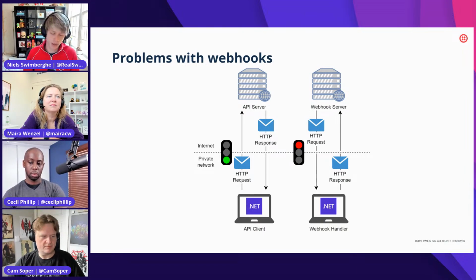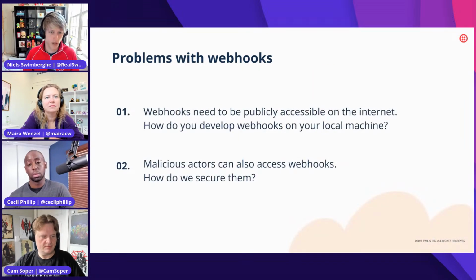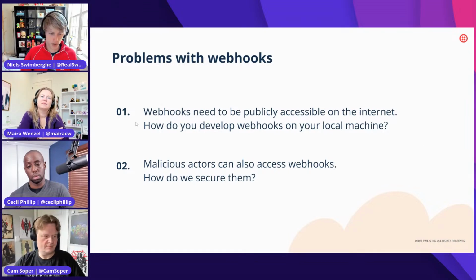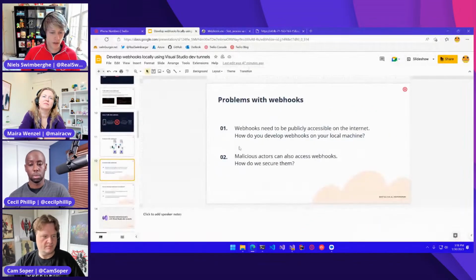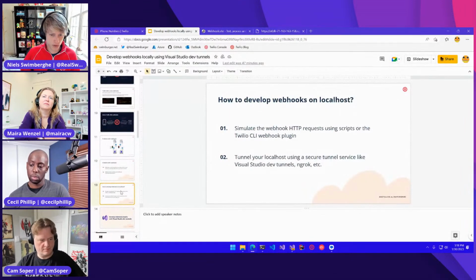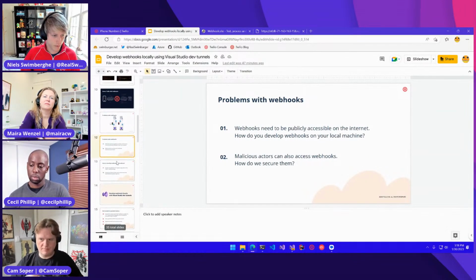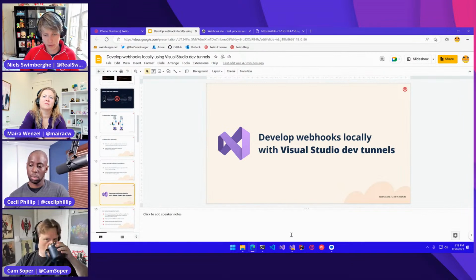Now, if you are on a network at work, you probably don't even have the option to do any of that, because that would be way too insecure. So that's where the solution from tunnels comes in. So what are some problems with webhooks? You can't reach your local machine by default. Let me just skip straight to the Visual Studio DevTunnels.